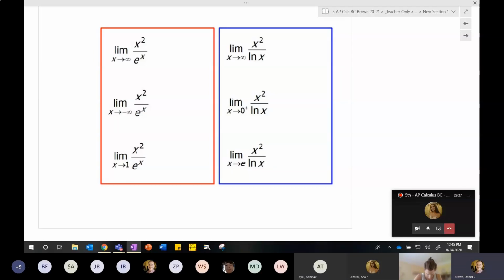Looking at these, if we think about it in terms of row 1, row 2, or row 3, which one would you probably use the FEPL method for? And how would you know? Row 1. Row 1, and how do you know, Anna? Because x is approaching positive infinity. X is approaching positive infinity.